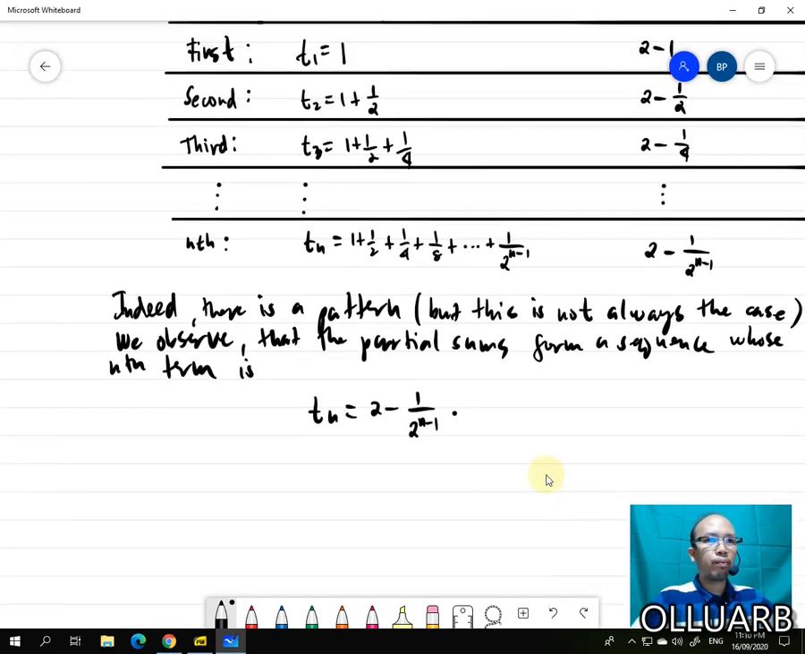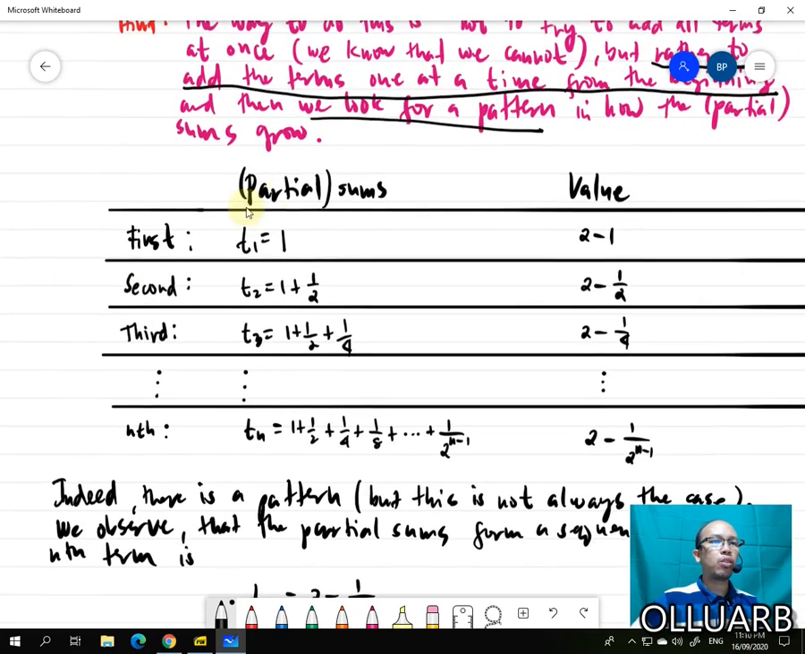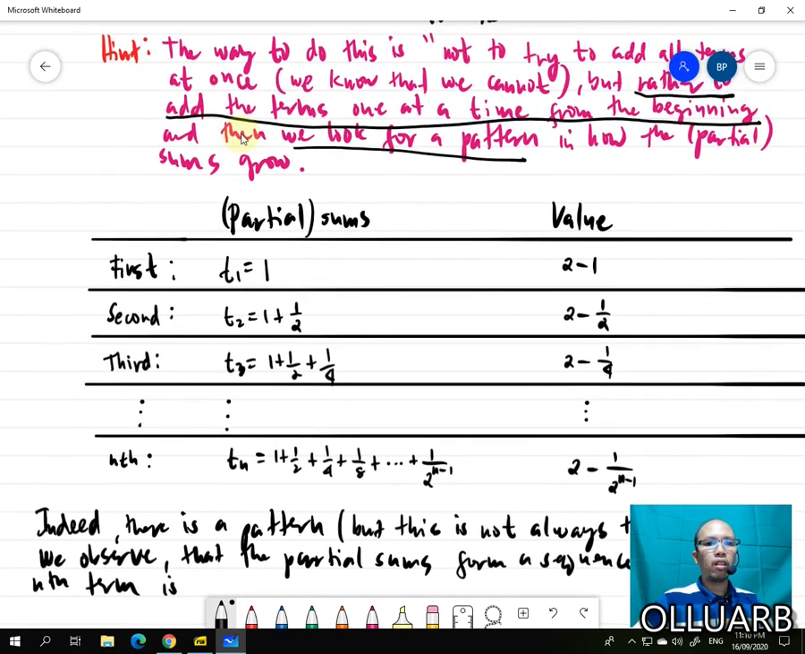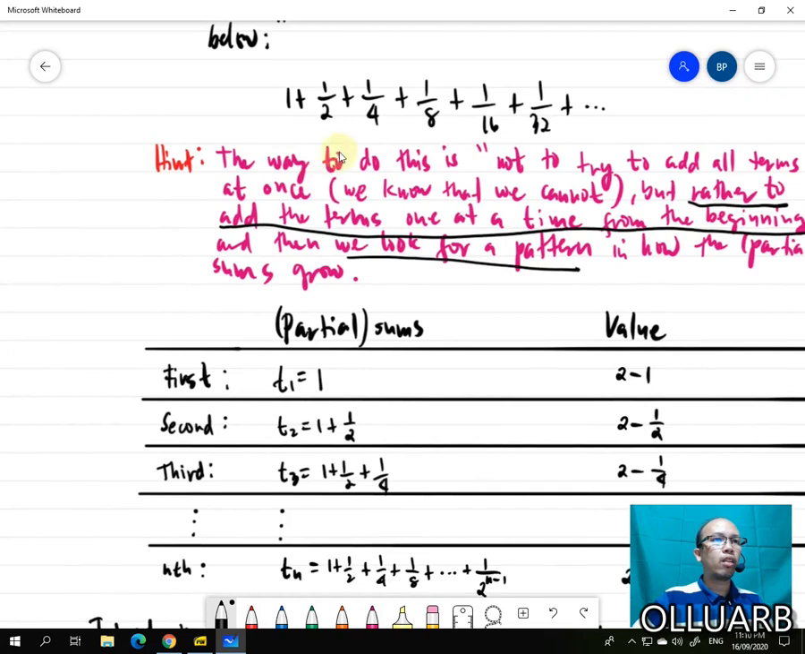So what happened? Okay, let's analyze the situation. As I've said, do not try to add all the terms at once, but rather you have to add the terms one at a time. So imagine this one, our given. If you continue 1 and then 1 plus 1 half, and then 1 plus 1 half plus 1 fourth, and then 1 plus 1 half plus 1 fourth plus 1 eighth, and then 1 plus 1 half plus 1 fourth plus 1 eighth plus 1 over 16, and so on and so forth up to the end.